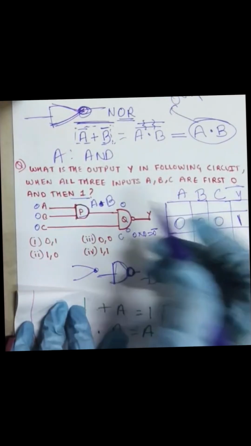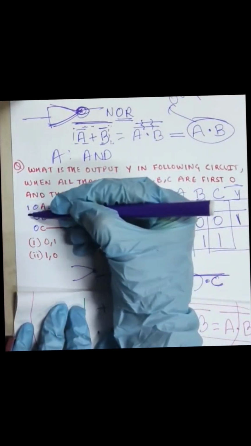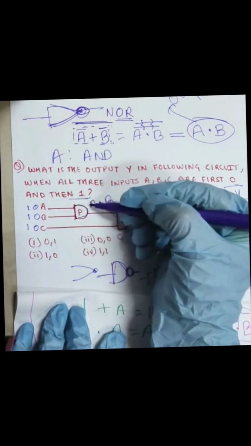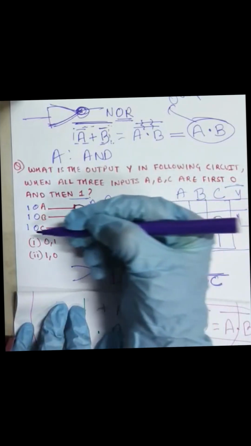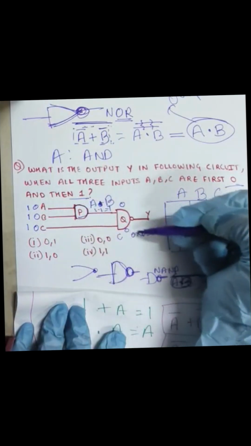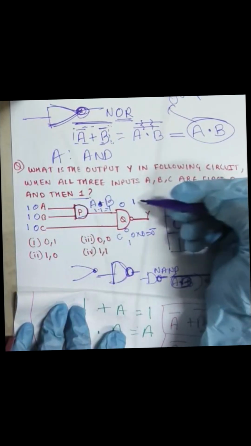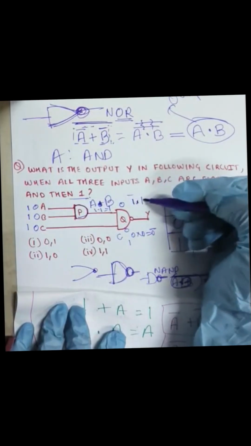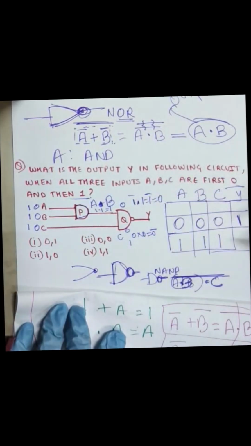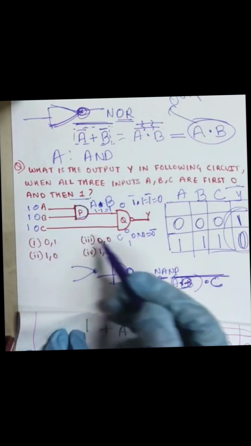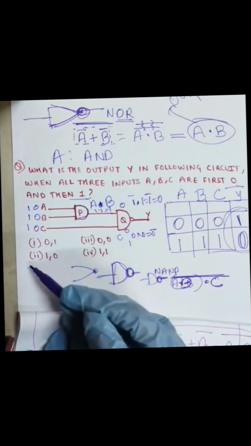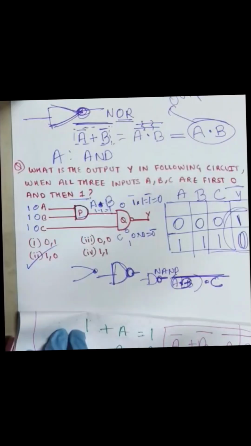We have done the first. Second one, 1 1 1. 1 into 1 is 1, and C is 1, so 1 into 1 is 1, 1 dash is 0. So both are the outputs. So that's how you solve the question. The option that has 0, 1, 0, 0 is the right answer. So that's how you solve logic gates. So thank you.